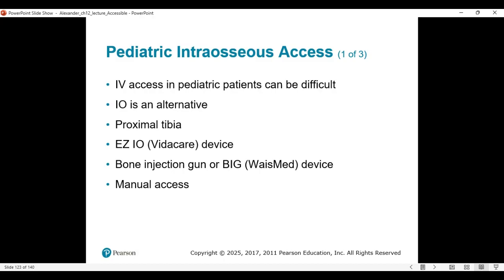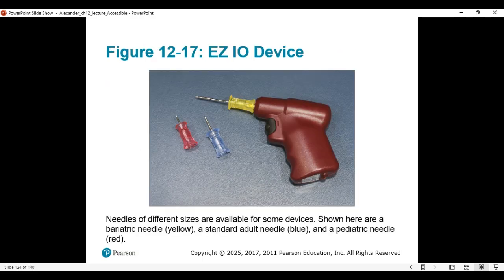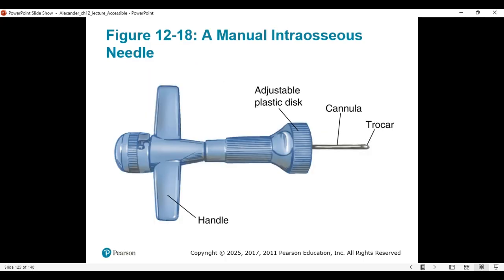We can use things like the EZ-IO, or the bone injection gun, or a new one on the market called the SAM, or you can do a manual access. Here's the EZ-IO device, the drill, and the 3 different needles in different sizes. The yellow is for bariatric, the blue is the standard, and the pink, or the red, is pediatric. This is the manual intraosseous needle, called the Illinois bone needle.